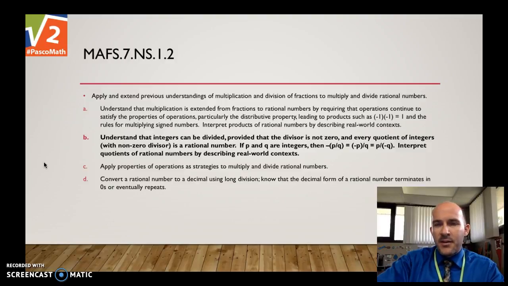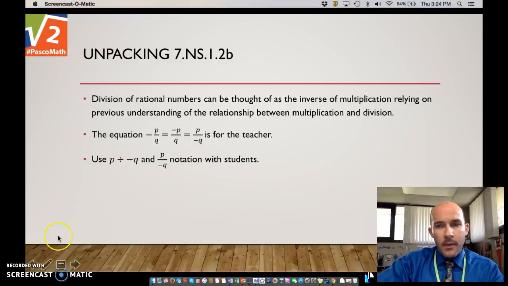If p and q are integers, then negative quantity of p divided by q is equal to negative p divided by q, or p divided by negative q. Interpret quotients of rational numbers by describing real-world contexts.